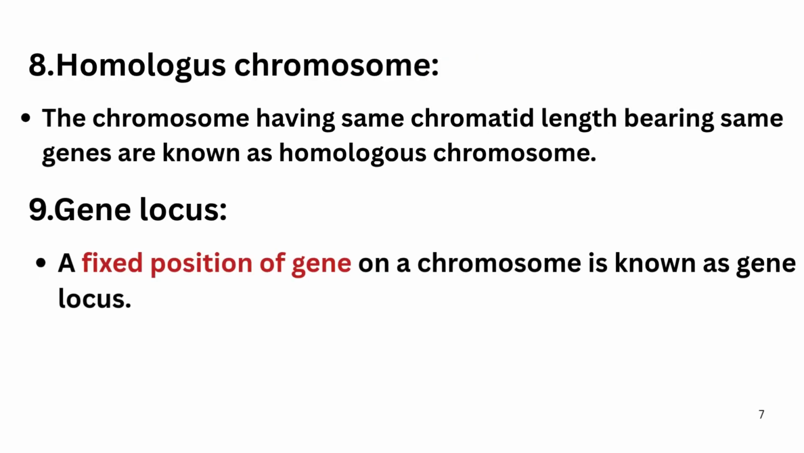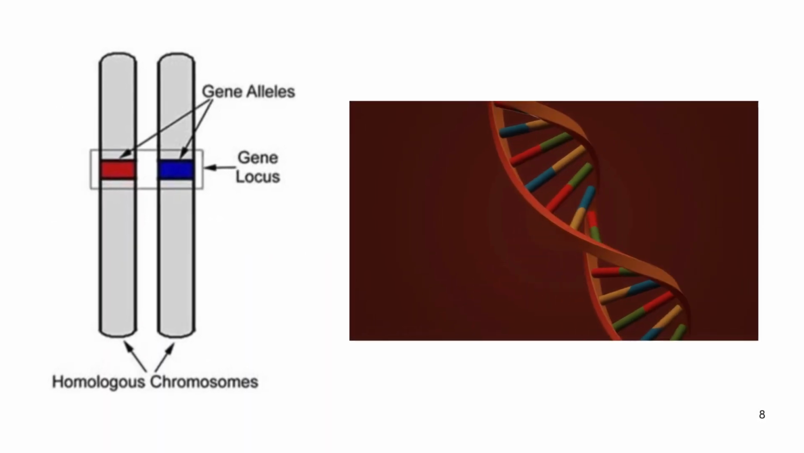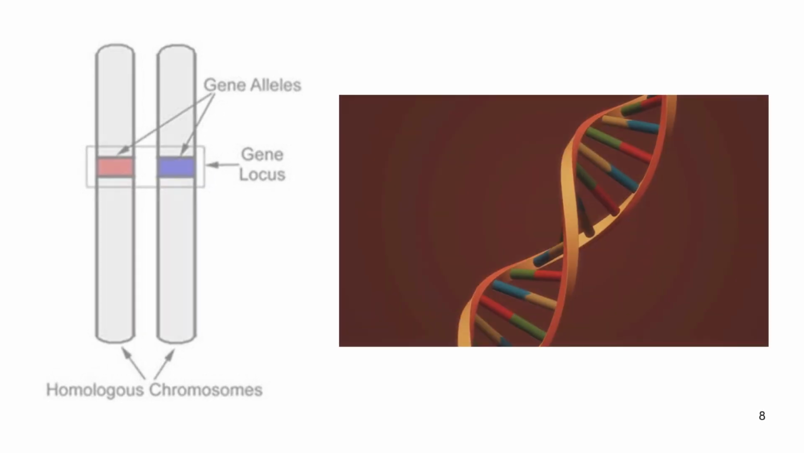Homologous chromosome. The chromosomes having the same chromatid length and bearing the same genes are known as homologous chromosomes. Gene locus. A fixed position of a gene on a chromosome is known as gene locus. Here, the diagram shows the specific location of a gene on a chromosome.